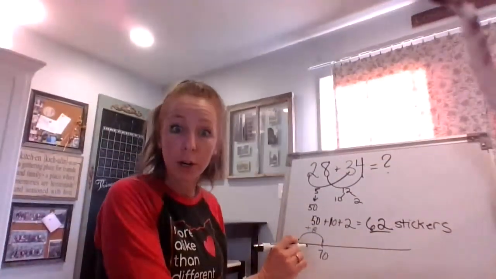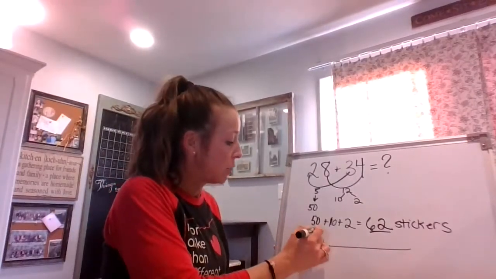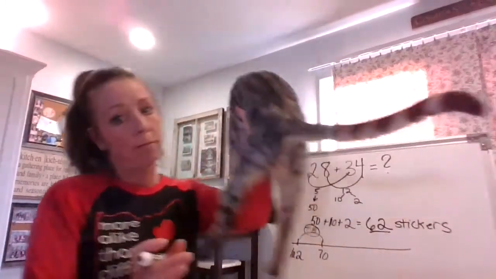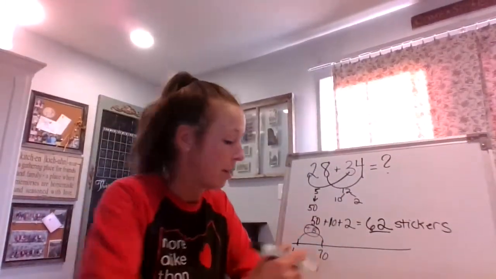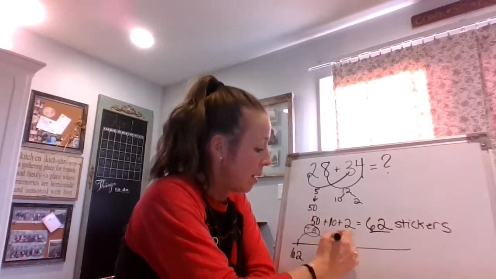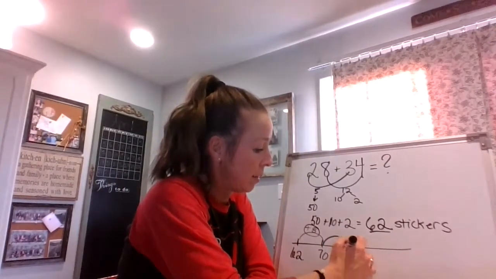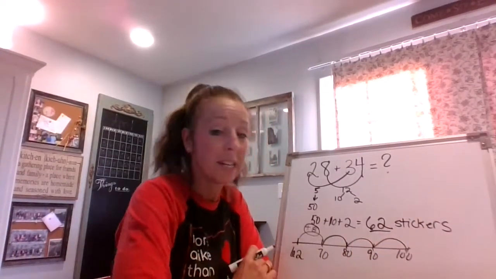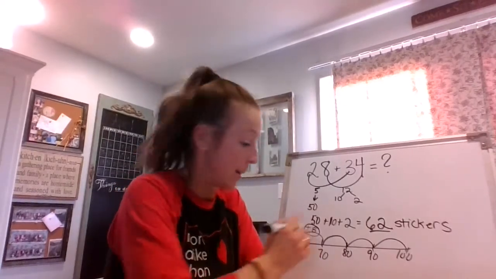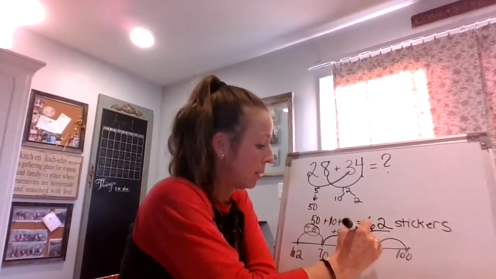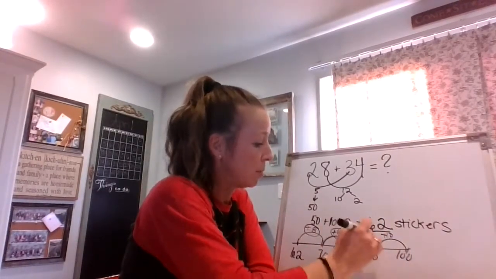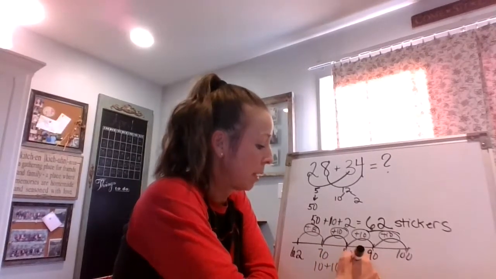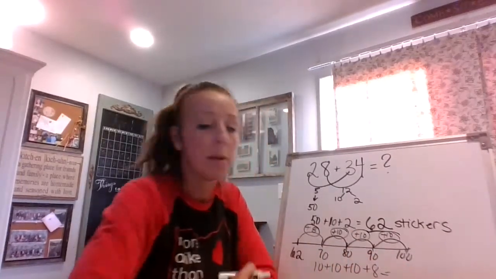62, oh, hello, Baker. 62 plus 8 gets me to 70. I now need to get to 100. So, I'm going to jump to 80, 90, and then 100. These were each jumps of 10. Plus 10, plus 10, plus 10. I did 3 jumps of 10 and a jump of 8. 10 plus 10 plus 10 plus 8 will give me my answer.